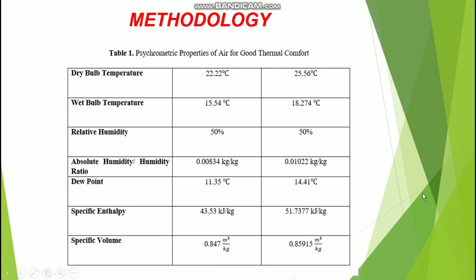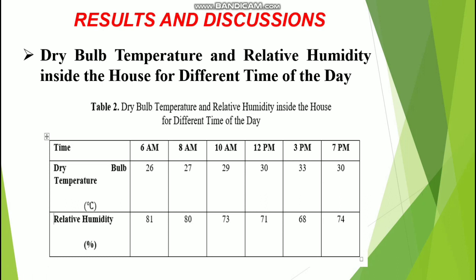For the results and discussions, Table 2 shows the dry bulb temperature and relative humidity inside the house for different times of the day, which is measured using a DHT11 sensor with Arduino and LCD interfaced with I2C. The table shows that at 6 a.m. in the morning, the temperature is the lowest, but the relative humidity is the highest. Meanwhile, at 3 p.m., the temperature is the highest, yet the relative humidity is the lowest.